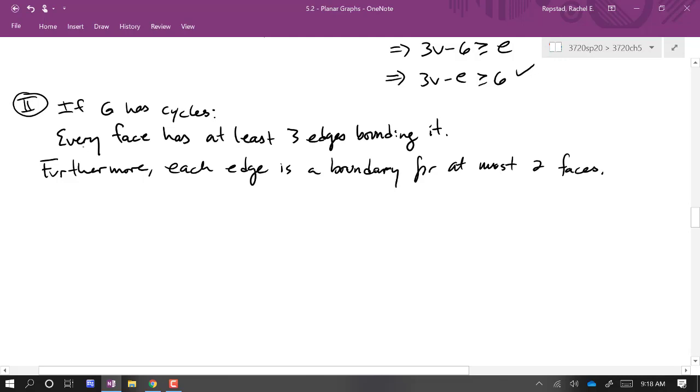So that means that the sum of the edges of the faces is at least 3f, but it is at most 2 times the number of edges, so we get another inequality here. That means 3 times the number of faces is no more than 2 times the number of edges, right? In other words, we're saying at most the expression 3f counts each edge twice.